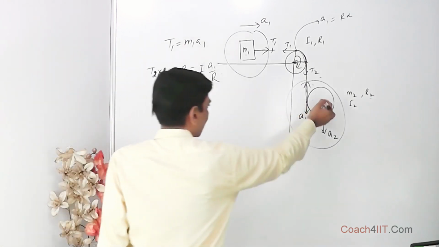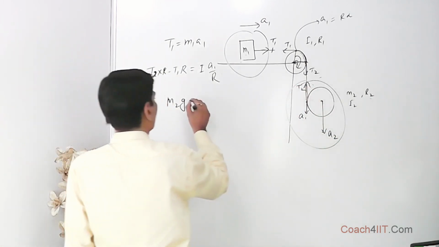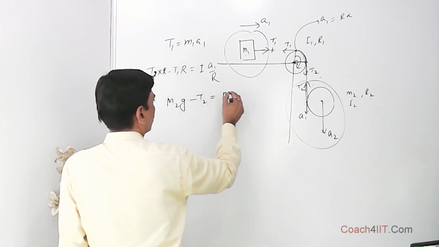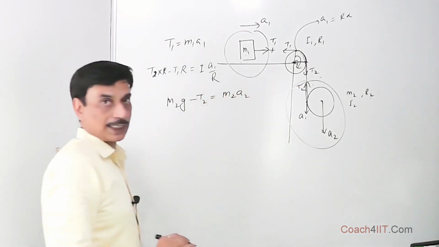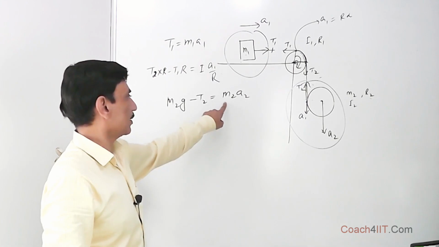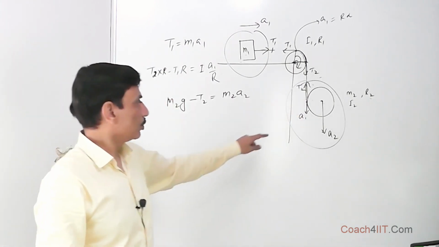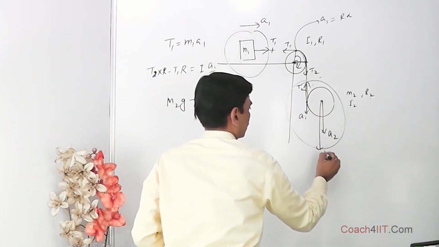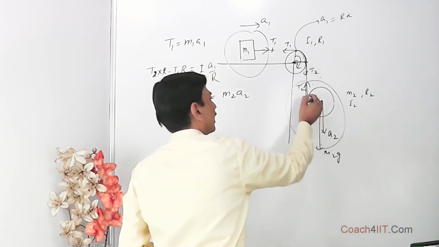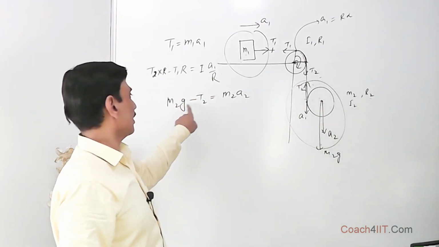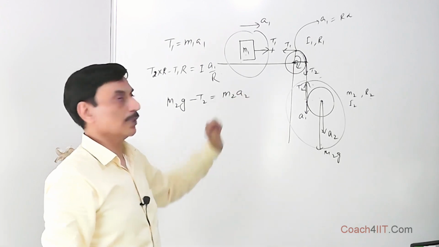So if we write the equations of linear mechanics, the downward force is M2G and T2 is the force in the upward direction. Net force along the y-axis is equal to mass into acceleration. M2G is in this direction, T2 is in this direction, so M2G minus T2 is equal to M2 into A2.